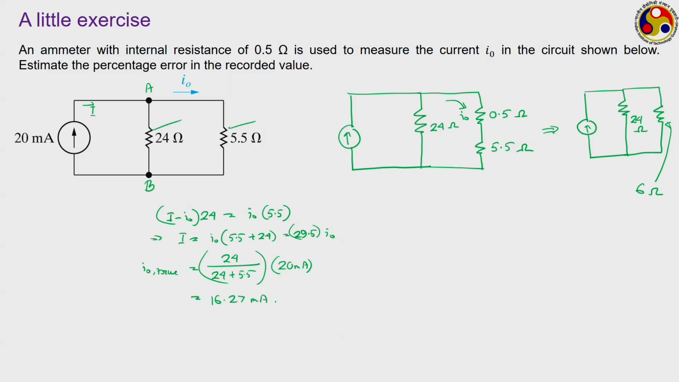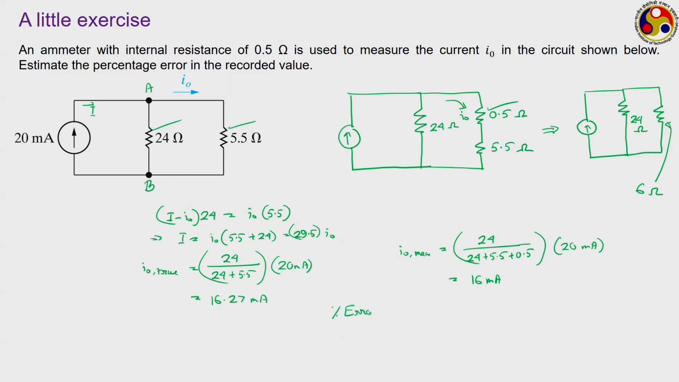I have pre-calculated this number for you. However, when we take this 0.5 ohm in combination, then we can directly calculate this I naught measured will be equal to, again 24 ohm is in parallel, but in the actual circuit we have 24 plus 5.5 plus 0.5, which is because of the presence of the internal resistance of the ammeter, into 20 milliampere. Again I have pre-calculated this, this comes to be exactly equal to 16 milliampere.